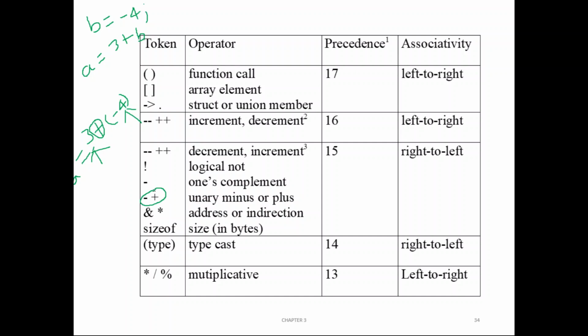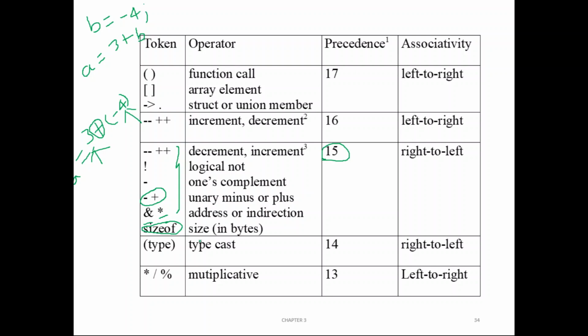And then star and ampersand, which are used with pointers, the address and indirection operators, and then sizeof. Sizeof is also an operator. In malloc and calloc we are using sizeof. So all these take the third level of priority with a value of 15. If an expression contains more than one of these operators, then they will be executed in the order of right to left.